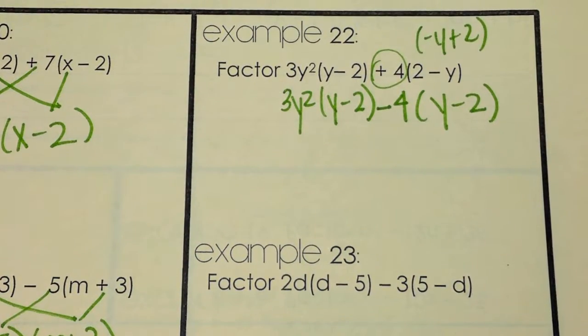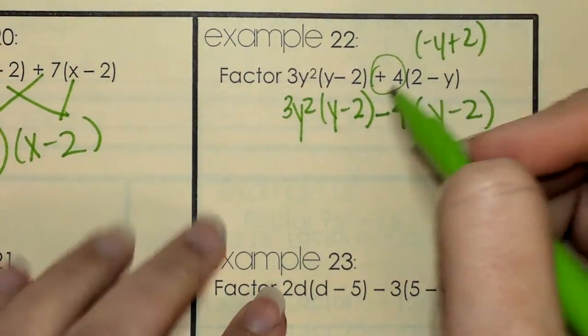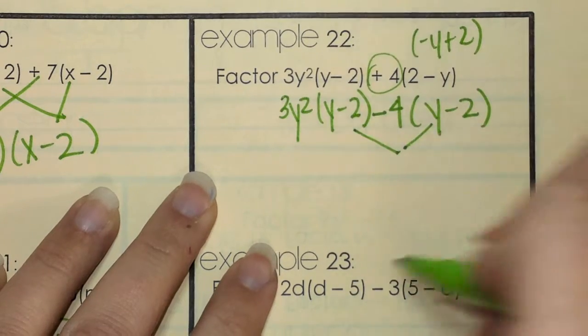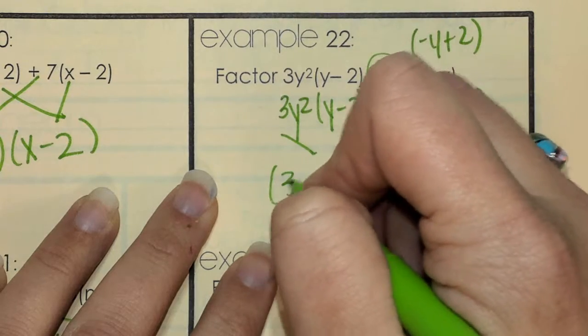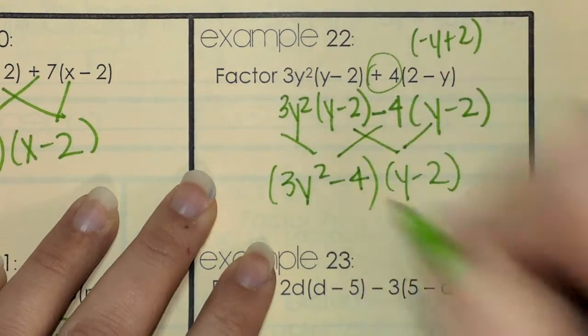So can you do it on the other side too? If it's like that? Yeah. And so then you bring down what they have in common, y minus 2, and then you bring down 3y squared minus 4.